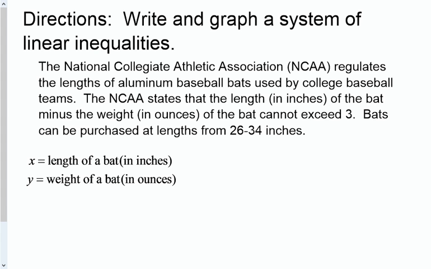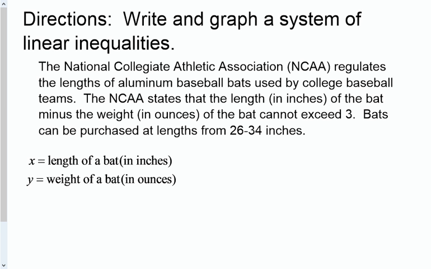All right, now we move on to your very favorite thing in the world, word problems. Yay! Write and graph a system of linear inequalities. The National Collegiate Athletic Association regulates the lengths of aluminum baseball bats used by college baseball teams. The NCAA states that the length in inches of the bat minus the weight in ounces of the bat cannot exceed 3. Bats can be purchased at lengths from 26 to 34 inches. So we're going to have several inequalities here when we're done figuring them out.